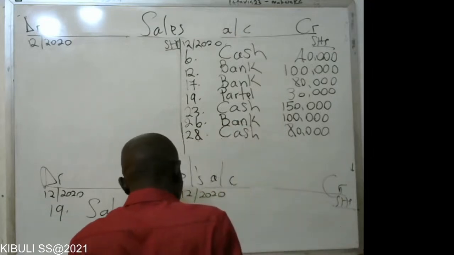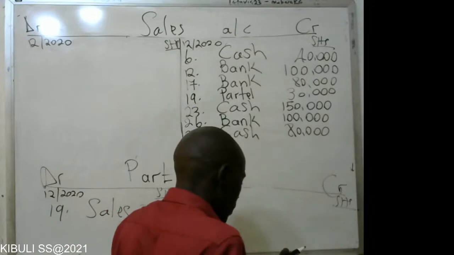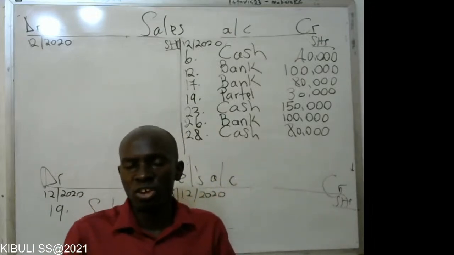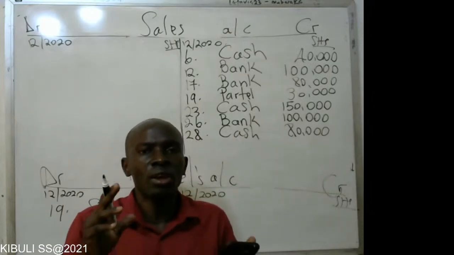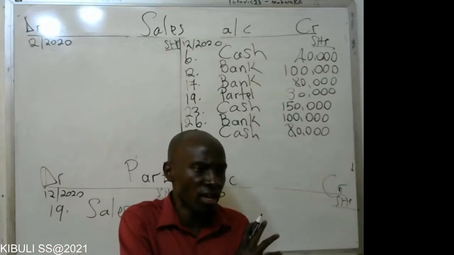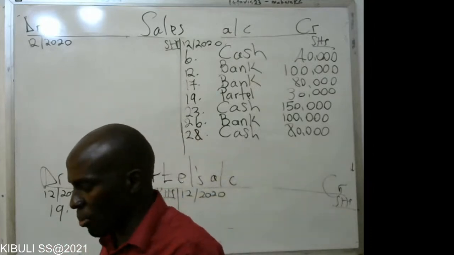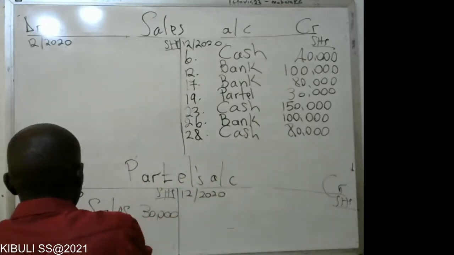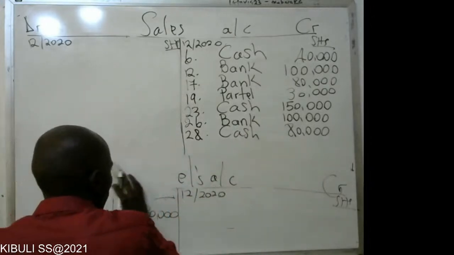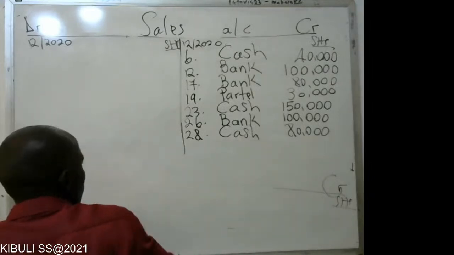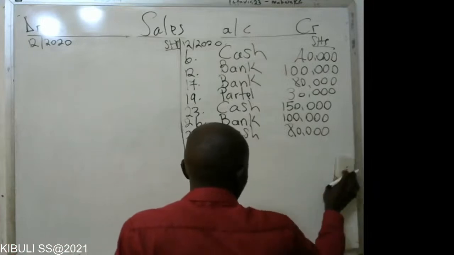Any other transaction that affected the sales? No. Those are the transactions that affected the sales account. So if you confirm that you are done with the transactions that affect the sales account, you can now proceed and balance off your sales account. I believe you have mastered how we balance off the different ledger accounts, including even the cash books.